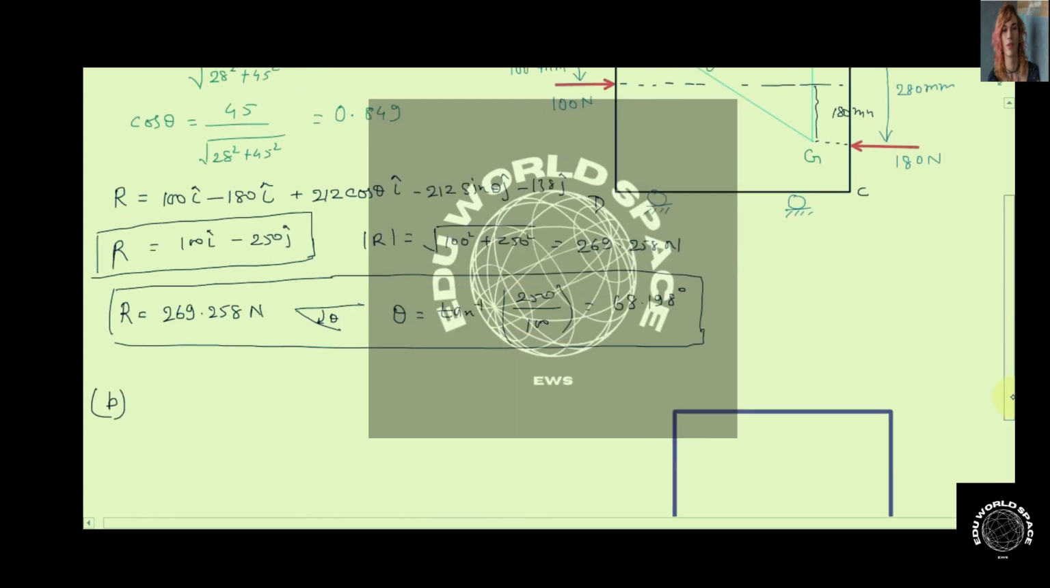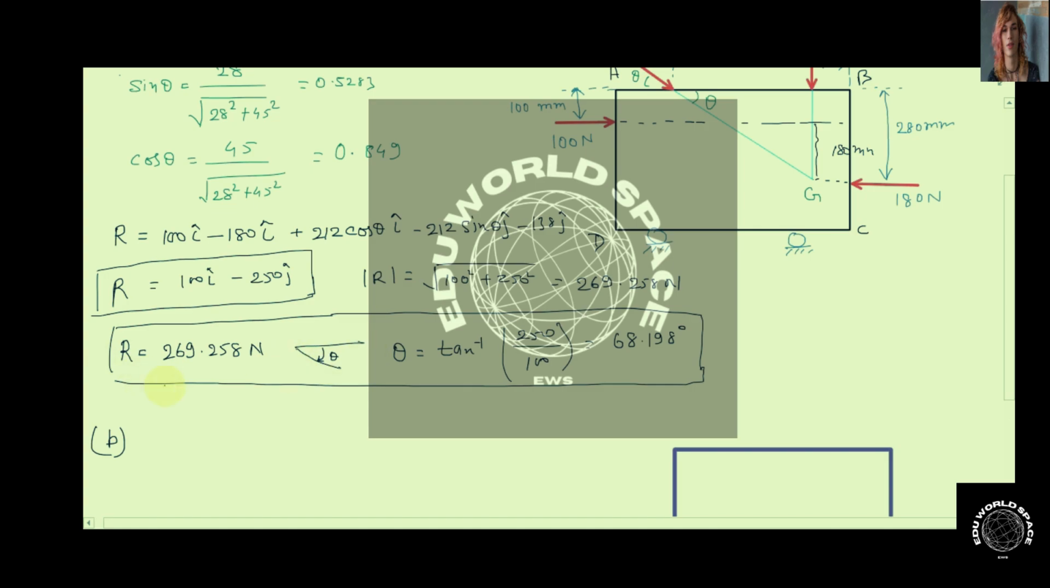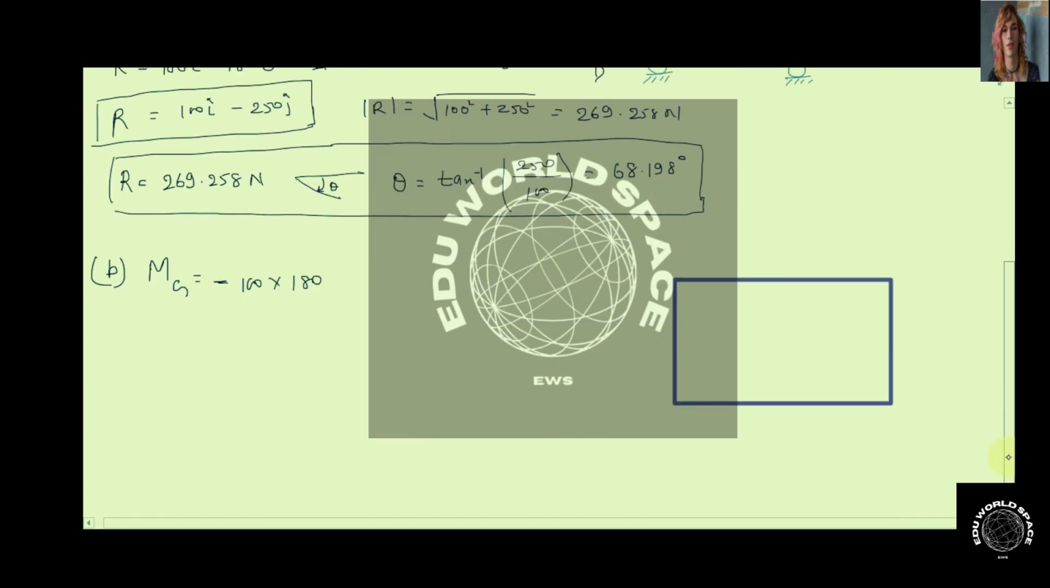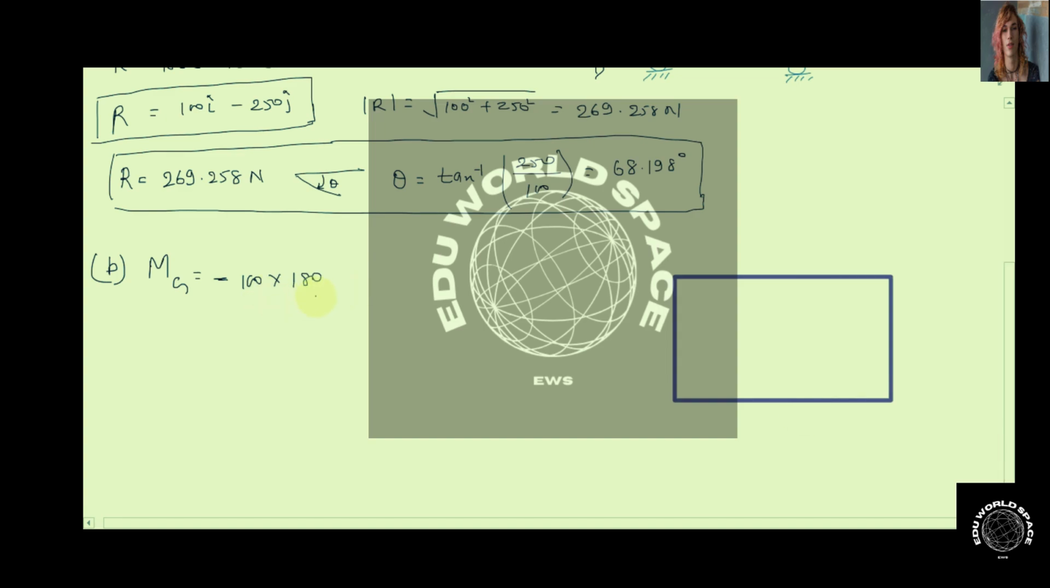So we can write the moment value from the actual diagram as moment about G comes out to be, since this is going to cause a clockwise couple, so this will be minus 100 multiplied by perpendicular distance, that is 180 mm, and this moment should be equal to the moment that is applied by this resultant force in the equivalent diagram.